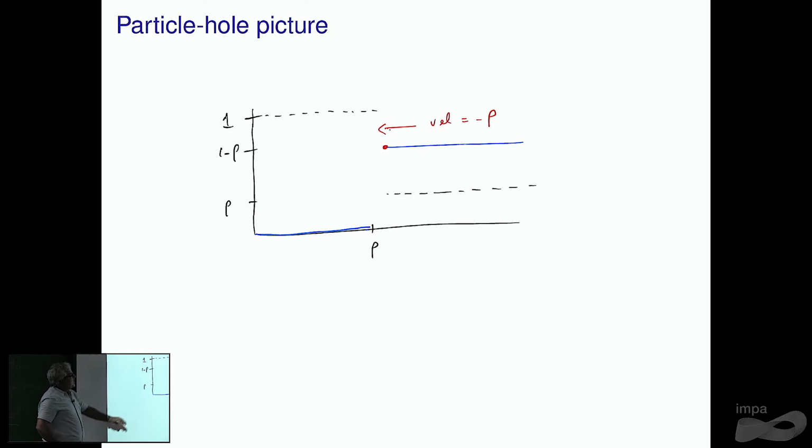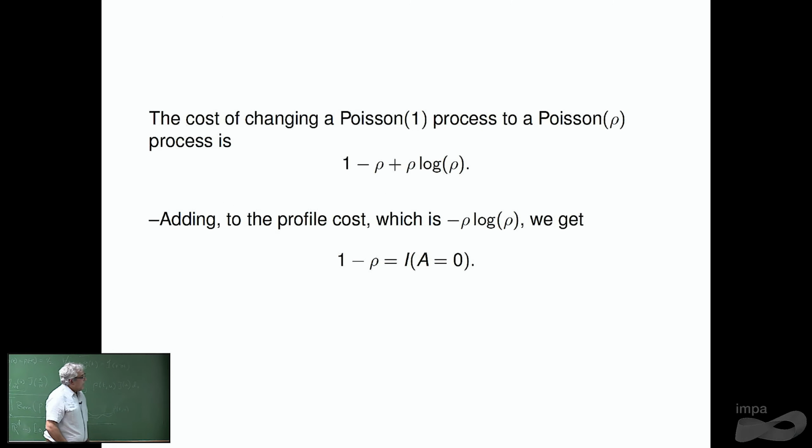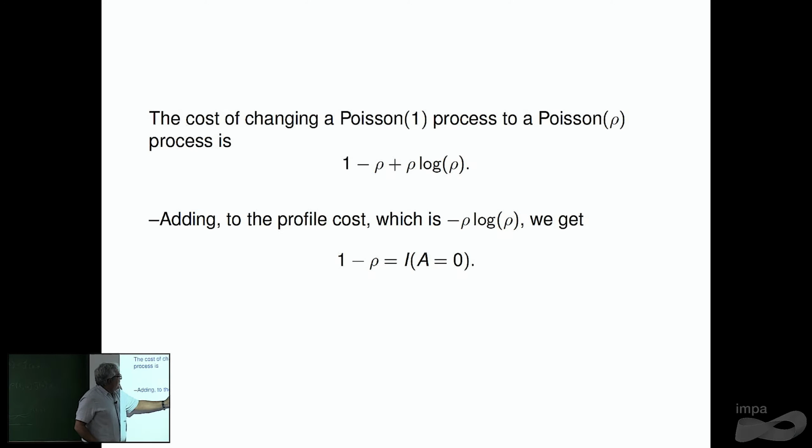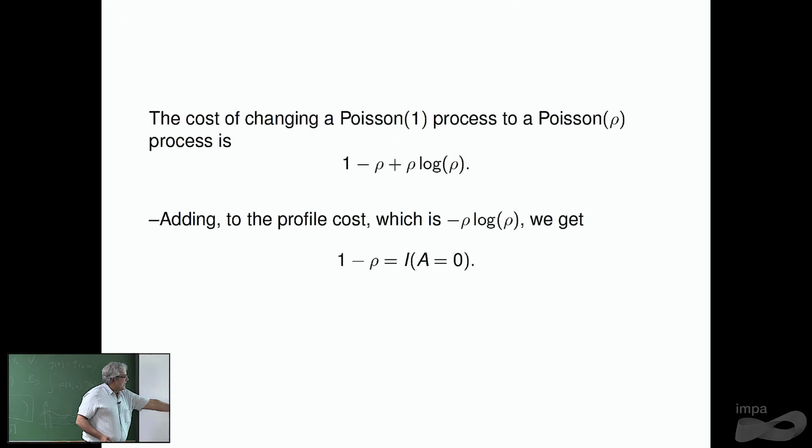Okay, but if you change it to rate minus rho, then it will get to the origin at time 1. That's the same as changing a Poisson process with rate 1 to a Poisson process with rate rho. And that has this cost. If you now add to the profile cost, the cost of changing to this or this in the whole picture, if you add those two together, then you actually get back 1 minus rho. So that's one way of achieving the right cost.